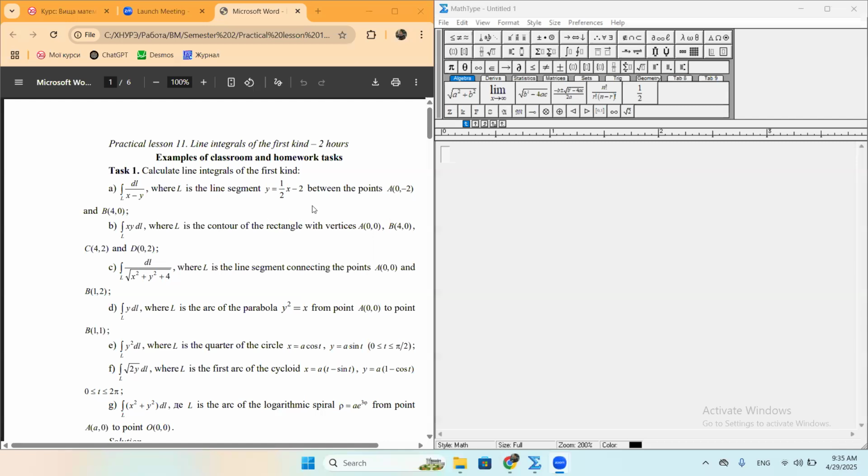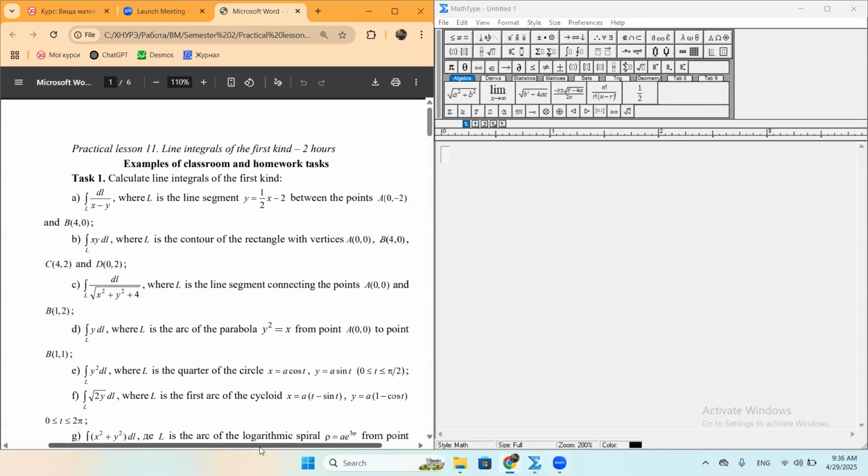Today we're having the 11th practical lesson, line integrals of the first kind. So what is the difference between double or triple integrals, where we integrate over a region, 2D or 3D, and this, where we integrate along a line? I will explain on the example.